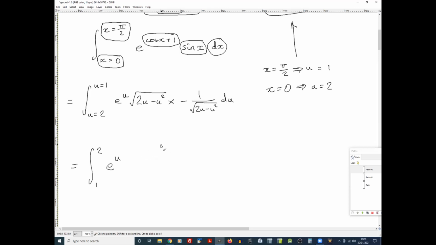Is it one? Is it minus 2u minus u squared? No, minus 2u plus u squared, and then take away 1. We've cancelled the minus sign there. We're multiplying by that root, and then we're multiplying by 1 over that root. So we just get 1. They cancel each other.